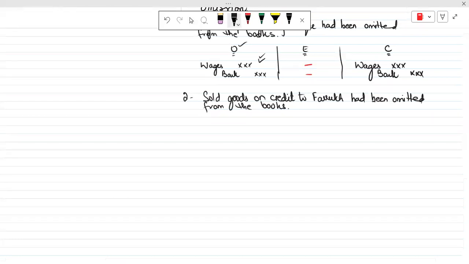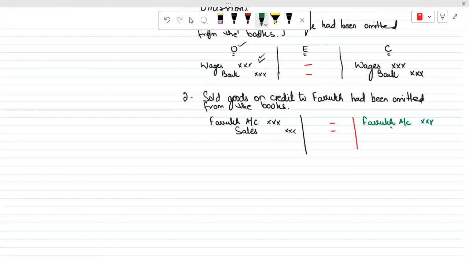So what was supposed to be the entry? Beta, when we sold goods on credit to Farooq, to any of our customers, the customer's account should have been debited, and sales should have been credited. However, by error, we did not make any entry, neither on debit side nor on credit side. So the same entry will be made. Farooq's account would be debited, and sales would be credited here.